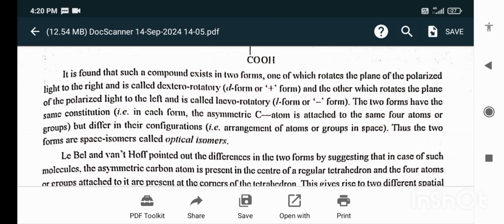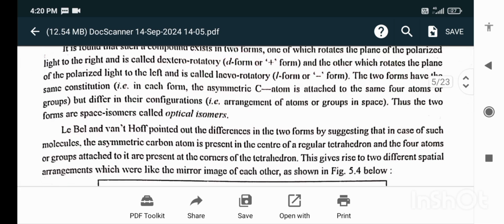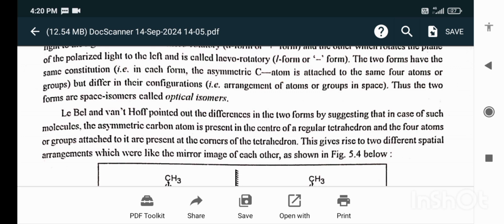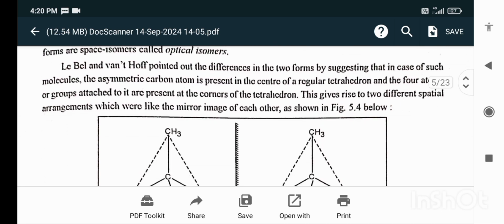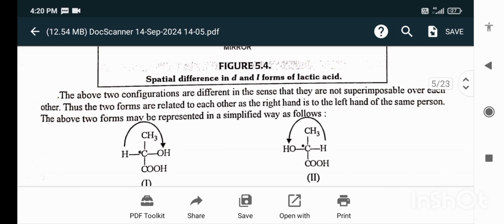Le Bel and Van't Hoff pointed out the difference in the two forms by suggesting that in such molecules, the asymmetric carbon atom is present in the center of the regular tetrahedron, and the four atoms or groups attached to it are present at the corners of the tetrahedron. This gives rise to different spatial arrangements which are like the mirror image of each other. The two configurations are different in the sense that they are not superimposable over each other.